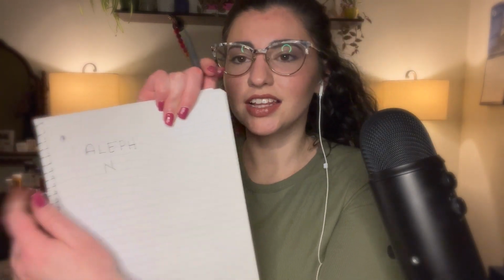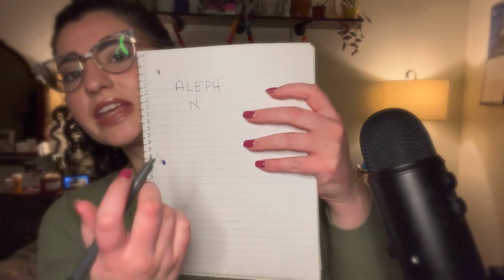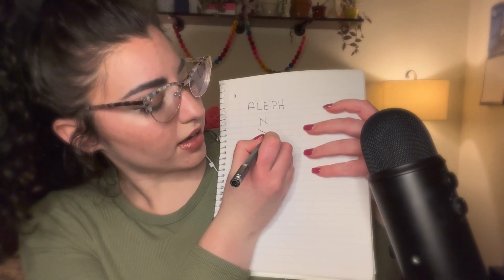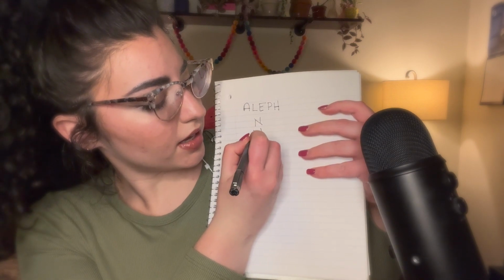My Aleph always looks like an N turning. You go down a diagonal, make a line, Aleph. It looks like an N sort of, right? You go diagonal, make a line. Aleph.